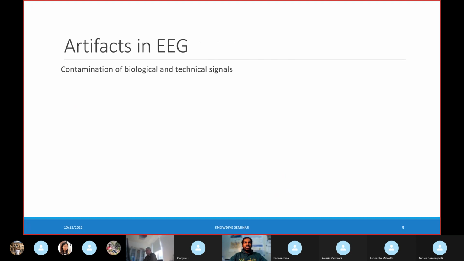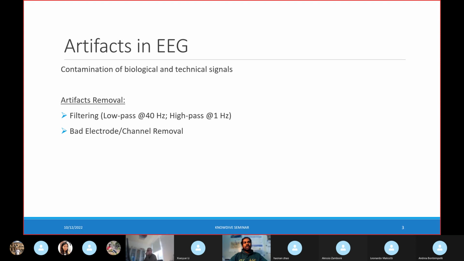However, there are some limitations or challenges, I would say, with EEG. Since EEG records electrical potential in the order of microvolts, the contamination of biological and technical signals can really deteriorate the signal quality. To remove the artifacts, usually researchers perform a set of pre-processing steps, which commonly involves filtering. The usual settings are a low pass at 40 Hz and a high pass at 1 Hz.